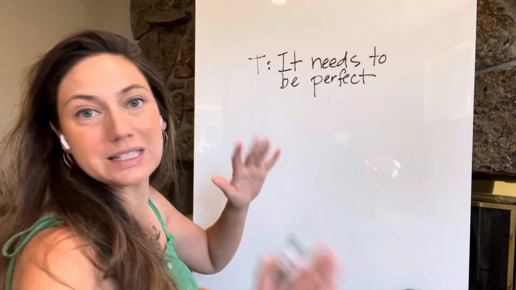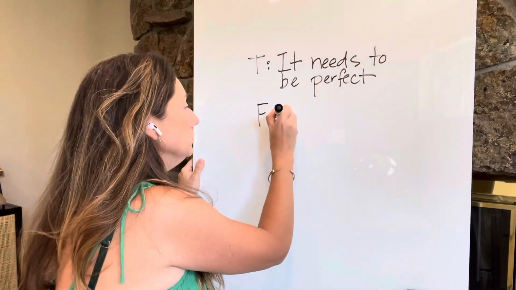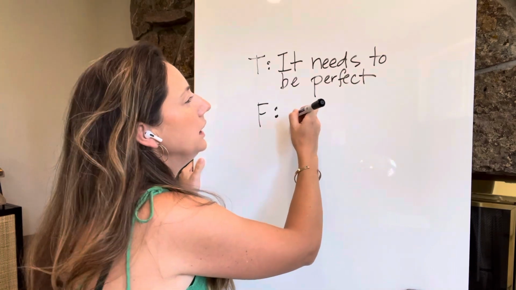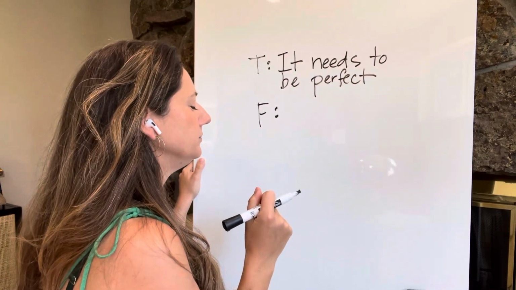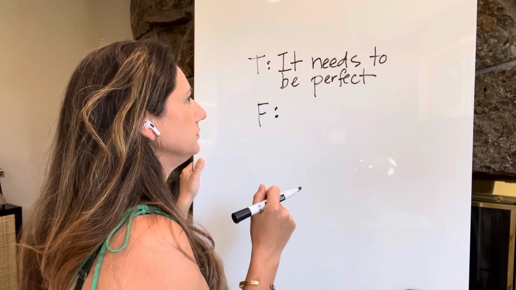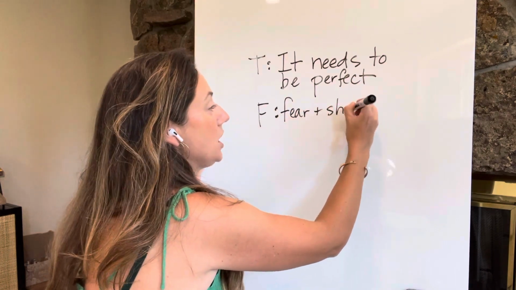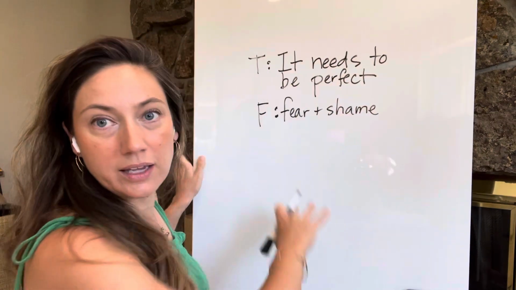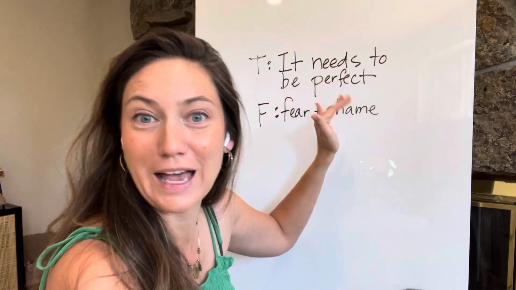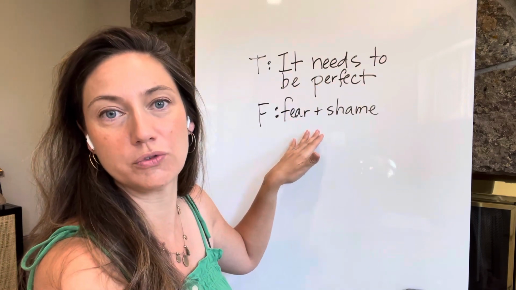Let's say "it needs to be perfect" is the thought that came up, and the feeling that thought was causing is, let's see, what would that feel like? I would say fear and maybe shame. Who knows? These wirings are different for everyone. So if this actually is the one that you came up with, it might be triggering a different emotion for you.